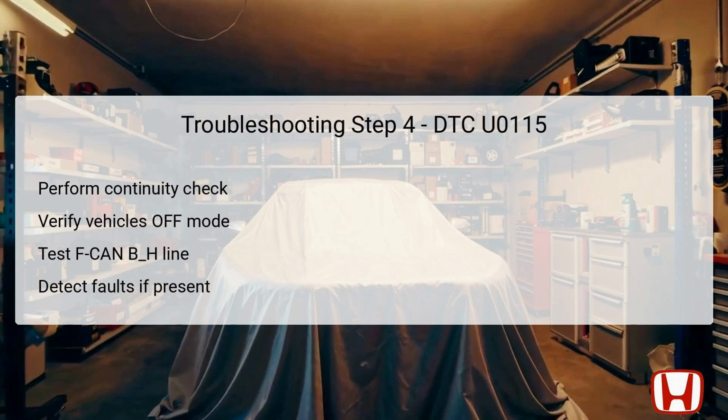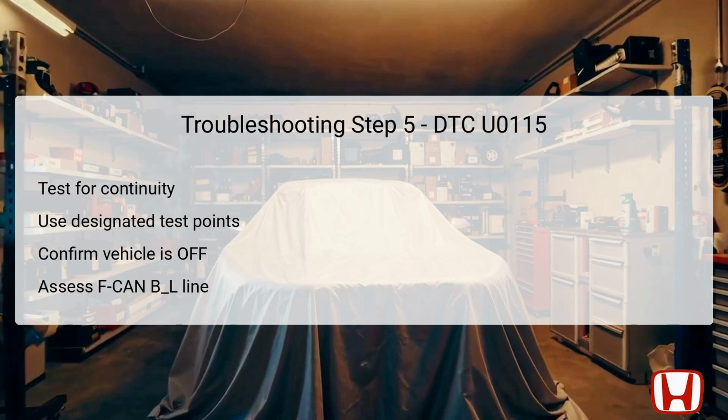If continuity is confirmed, it indicates that the FCAN-BH wire is functioning as expected. On the other hand, failure to achieve continuity will necessitate further inspection and subsequent repair of the wiring to restore full communication capabilities. In the final troubleshooting step for DTC U0115, focus on the FCAN-BL line by verifying its continuity.